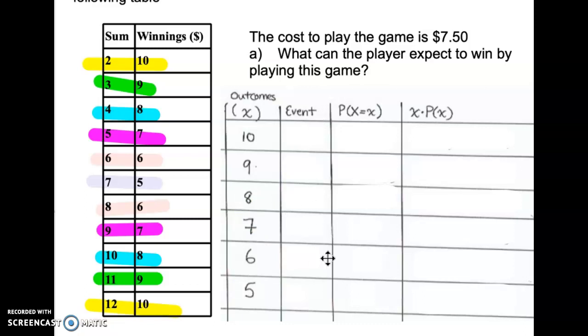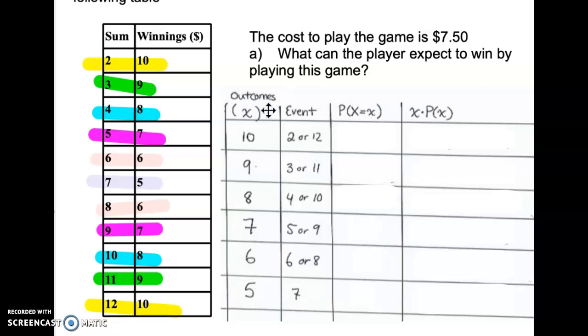Now I created an extra column here for event, because for each outcome there's actually multiple events that could get you that winnings, right? To win $10, we already said you could roll either a 2 or a 12. Each one of those has events that will get you those outcomes. So there are all the possible events.